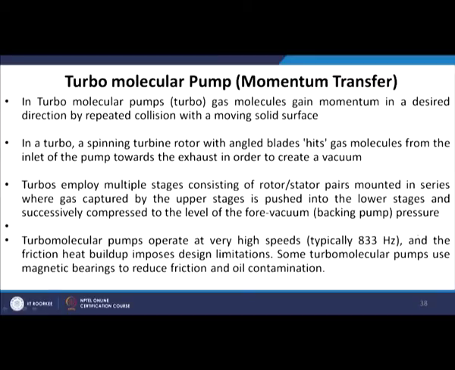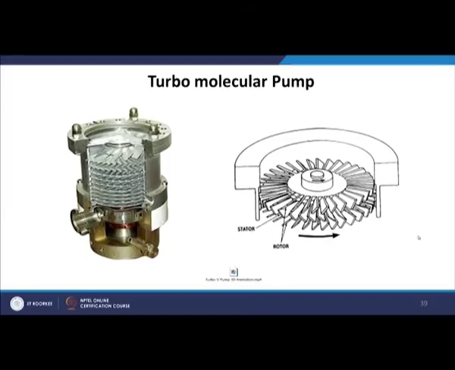Since the blades rotate at very high speed, friction can happen, and because of the friction, heat can be generated, and that is one of the disadvantages of this turbomolecular pump. This is the typical picture of a turbomolecular pump, and you can see there are the stator and the rotor blades, which rotate and eject the gas molecules. Now, the animation of the working principle of a turbomolecular pump is shown in the next video.